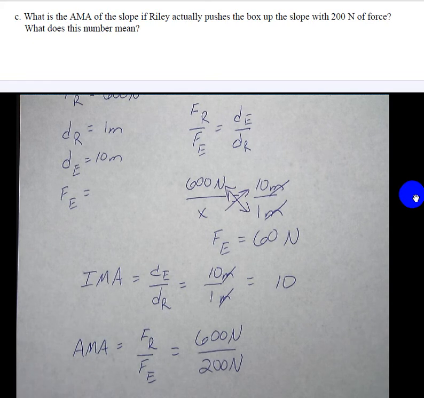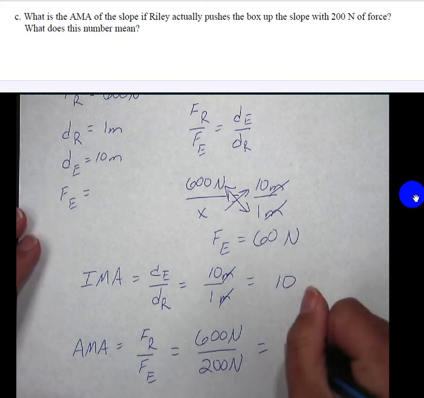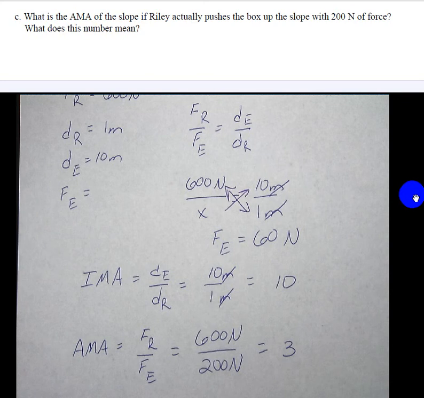Like I said, Hogantopia is always better. All right, 60 newtons in Hogantopia. But, so we figure that, and it is 3. So our actual mechanical advantage is 3. Again, big difference, but it is still easier to push it up the slope than it is just to pick it up.